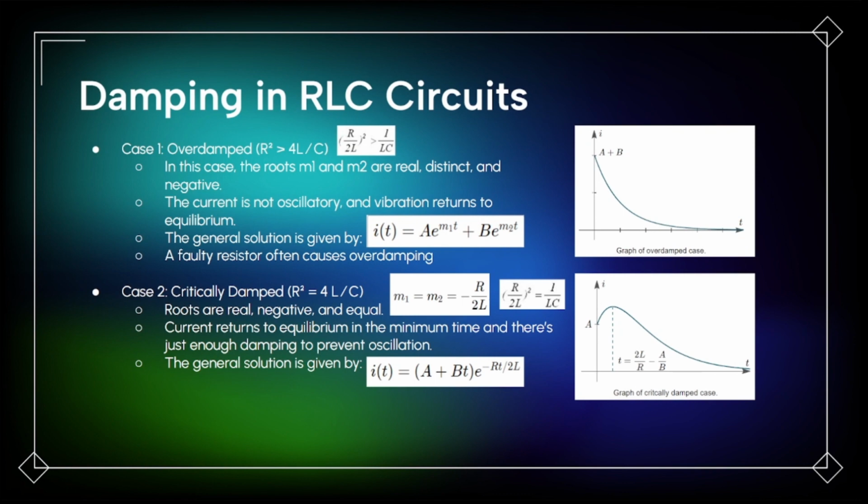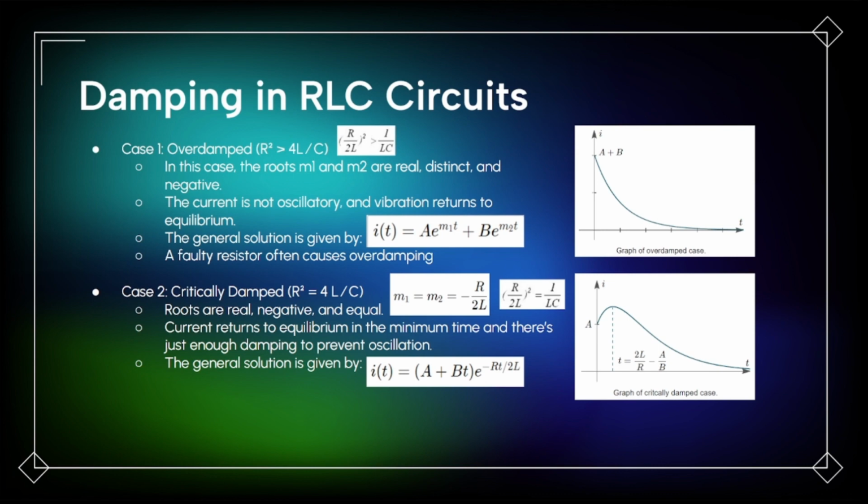So let's shift our focus to damping. There are three main cases for damping within RLC circuits. They are overdamped, critically damped, and underdamped, and all of them depend on the values of the roots of the auxiliary equation. In our first case here, the circuit is overdamped, where R squared is greater than 4L over C. And you can also write that as (R over 2L) squared is greater than 1 over LC. And the roots m1 and m2 are real, distinct, and negative.